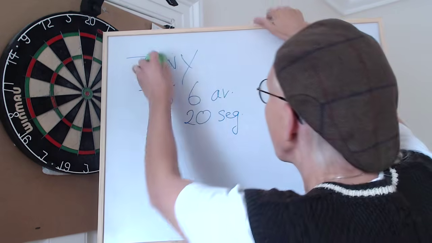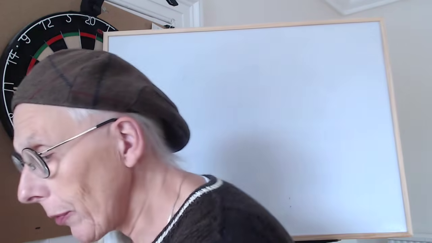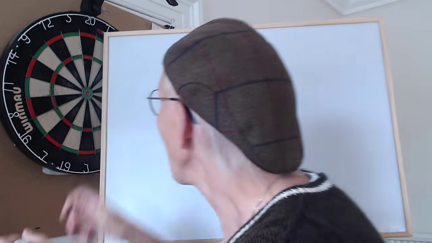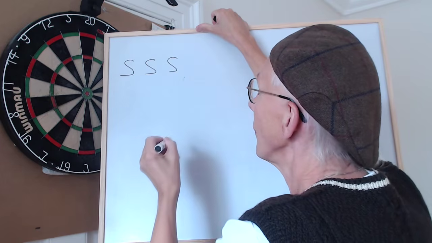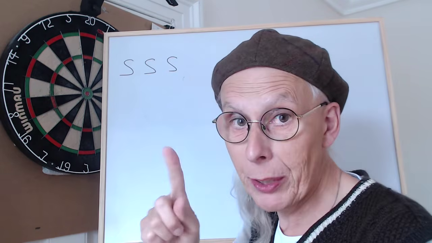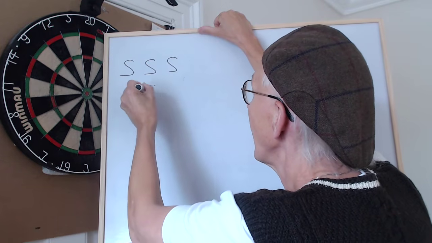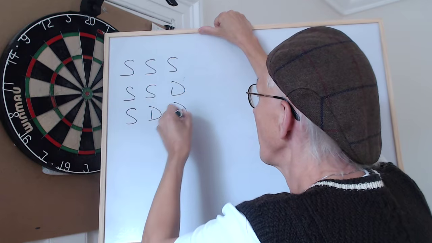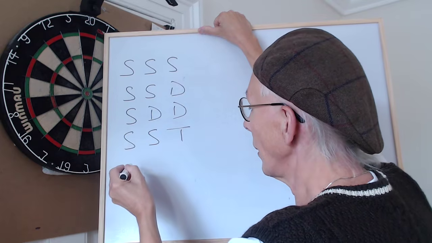Okay, so Tony is throwing 3 random darts at the 20 segment, okay? Now, what can happen when he does that? Well, he might score single, single, single, and I'm not writing these in any particular order, by the way, okay? But he might score 3 singles, or one of his darts might hit a double, or 2 of his darts might hit doubles. He might hit a treble with one of his 3 darts.